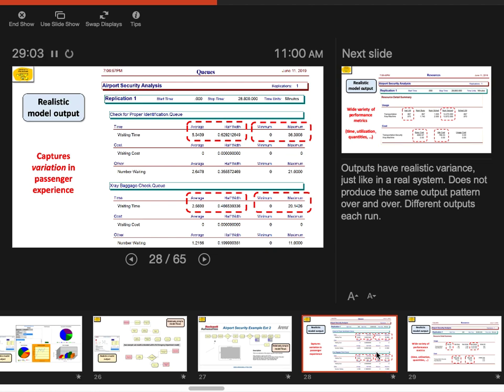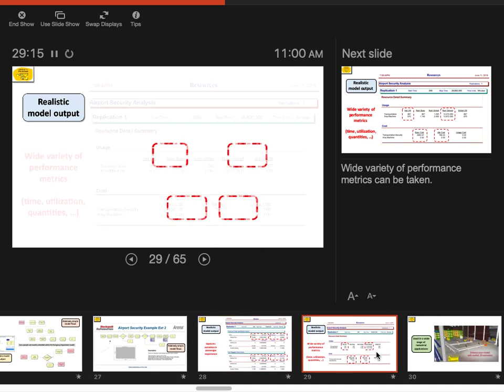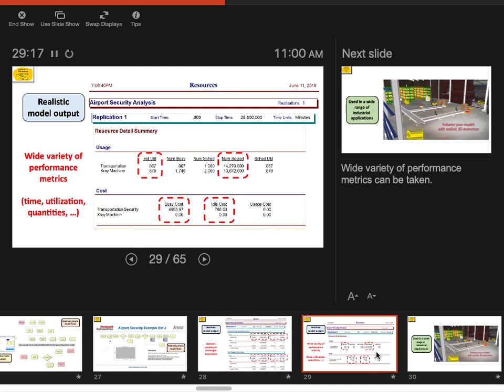And so it's not just an average. It actually shows me a range of times with maxes and mins that they can be waiting. So it really does start looking like a real system that we can do real experiments with. And we have a wide variety of performance metrics that we can apply to that system.